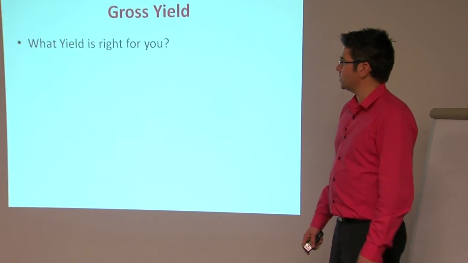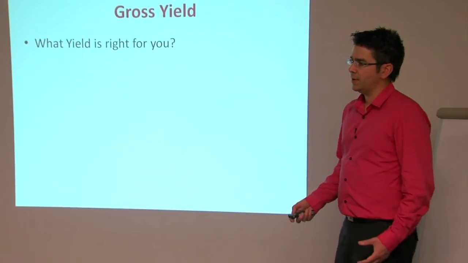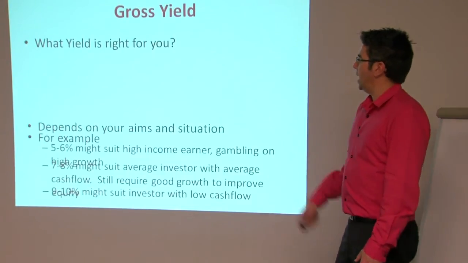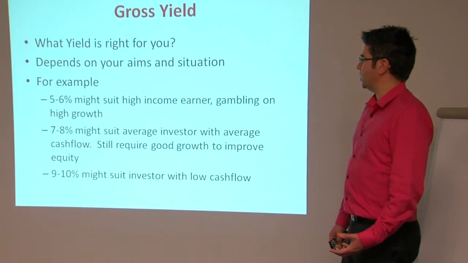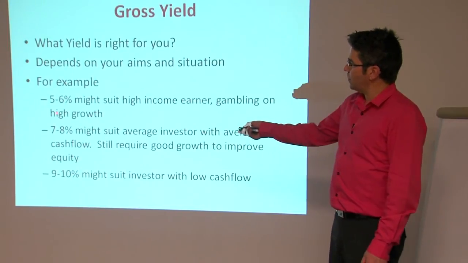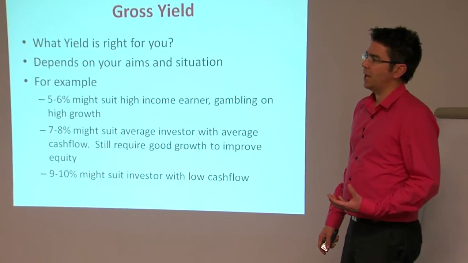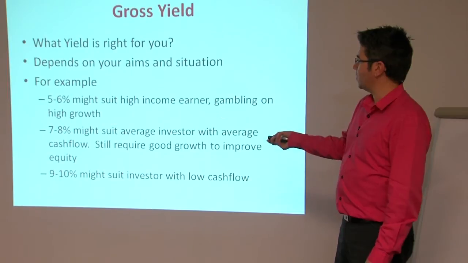So what sort of yield is right for you? The answer to that is everyone is different. Everyone has something different that they're trying to get, different aims, different goals. So it's important to find out what is right for you and what you're really trying to achieve. So for example, a 5% to 6% gross yield is quite low, but it might suit a high income earner who's gambling on high growth.